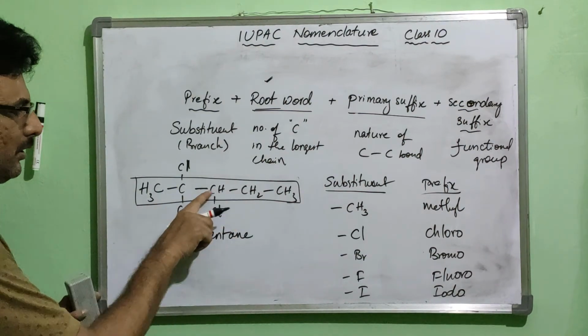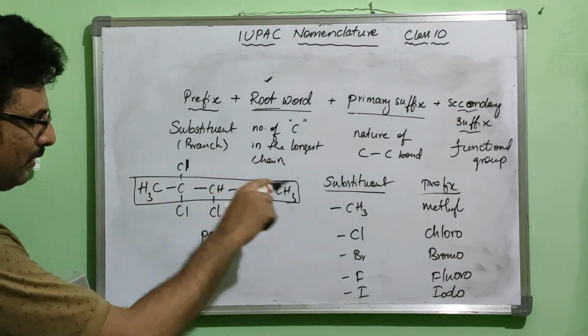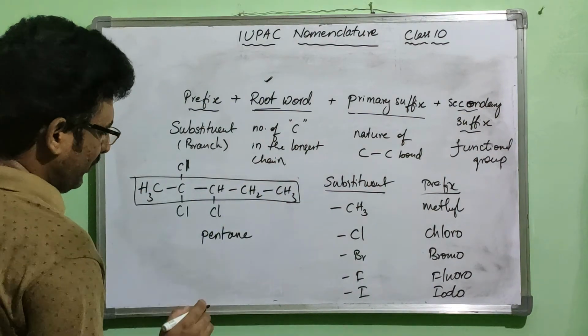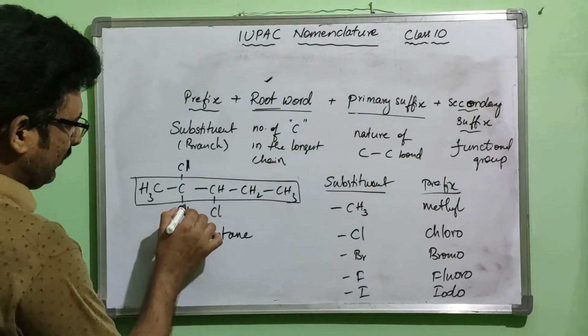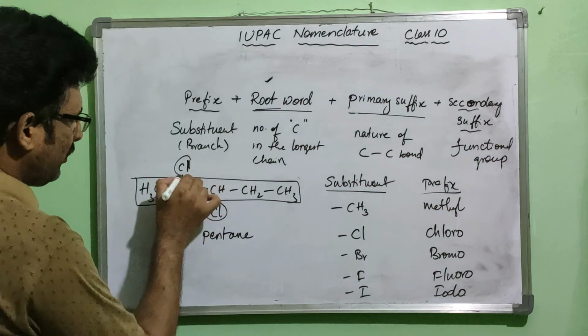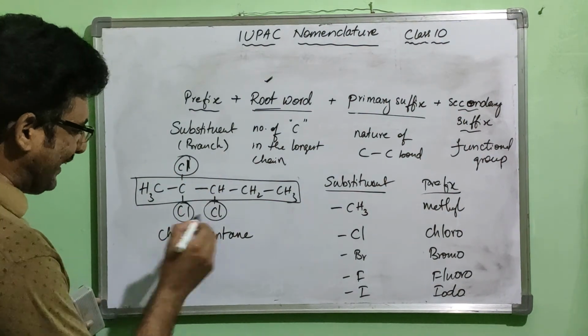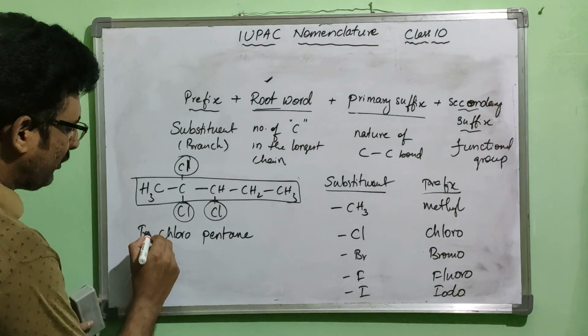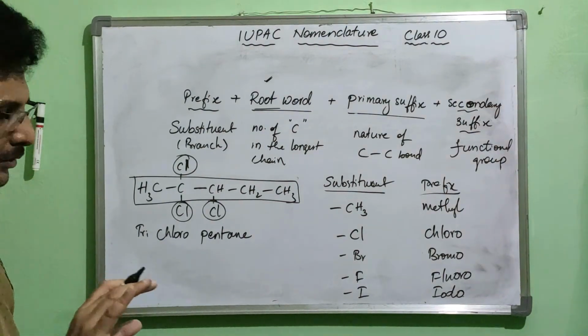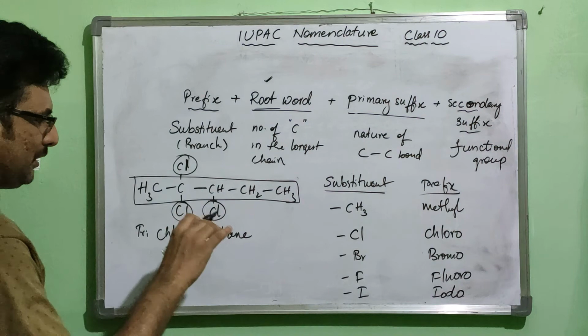That ane represents all are single bonds in the main chain or in the longest chain. And what is the substituent here? Chlorine, chlorine, chlorine. So 3 times chlorine. So you will write chloro, but 3 times it will be trichloro. And coming to the positions.